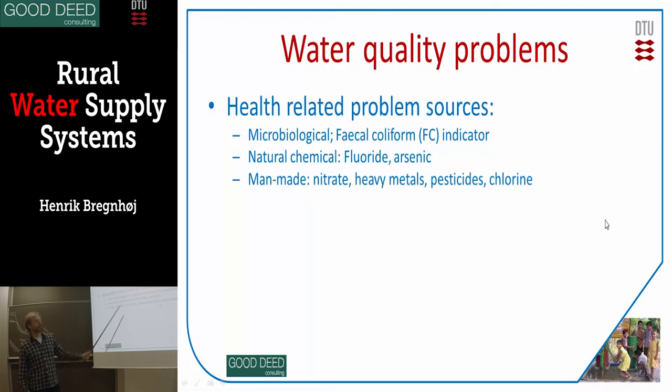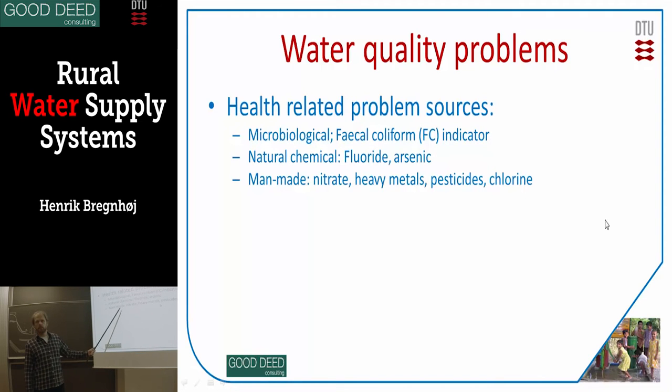Then there are some natural chemical ones. Fluoride and arsenic. Fluoride gives limited movements because it creates more bone in the elbows and knees, and it destroys the teeth. Arsenic gives you cancer because it destroys the liver. So sometimes these things are found naturally in the water, not as human pollution, but naturally, and that's a problem.